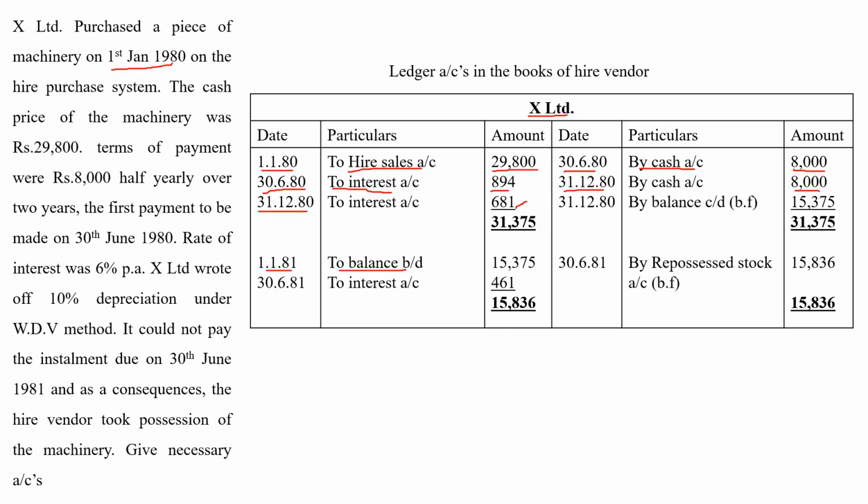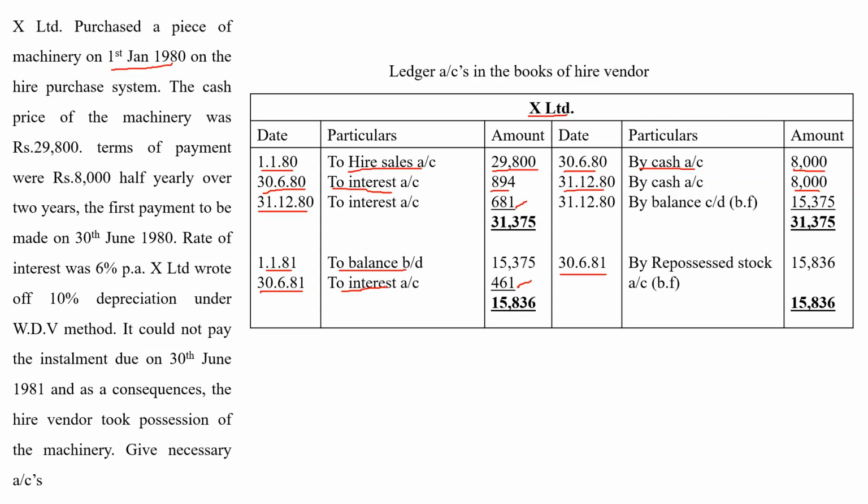In the next year, in the third installment, the buyer did not make payment. So as I already told you, in the installment where the buyer did not make the payment, you have to give interest due entry. Cash received entry we will not give. So we are charging interest due entry. On 30/6/1981 interest is due. Write the third installment interest amount. Cash is not received, so we cannot give by cash here. Instead, the seller is taking back the stock. Buyer did not make payment, so the hire vendor is taking back the machinery that was sold.